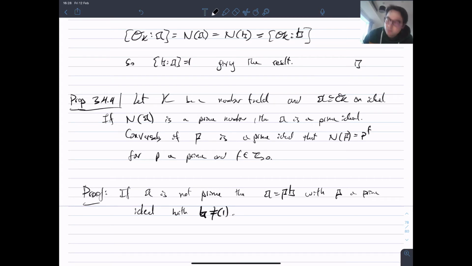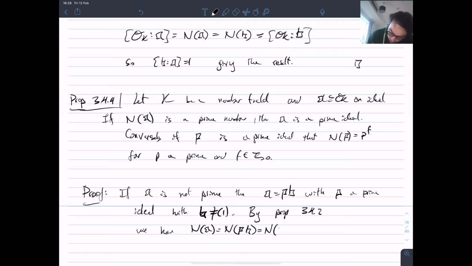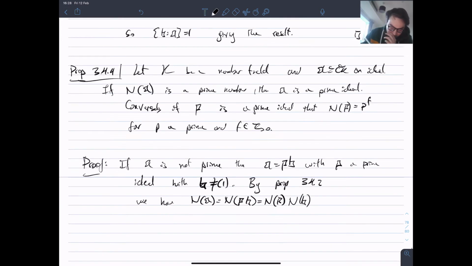Then by the previous two propositions above, by the multiplicativity of norms, by proposition 3.4.2, we have the norm of A is the same thing as the norm of P times B. It's the same thing as the norm of P times the norm of B. But we're assuming that the norm of A is a prime number.